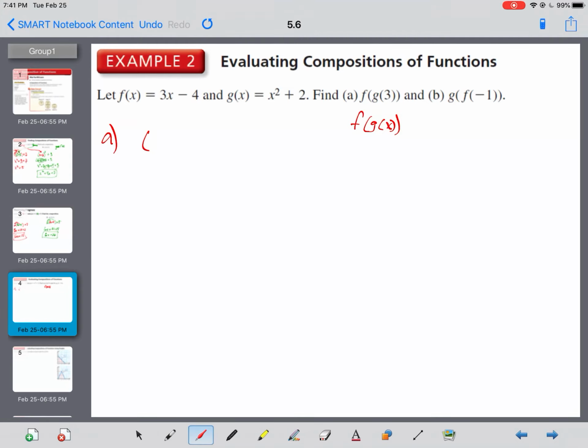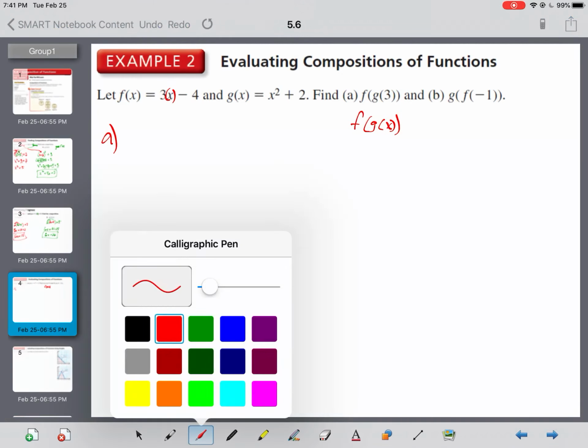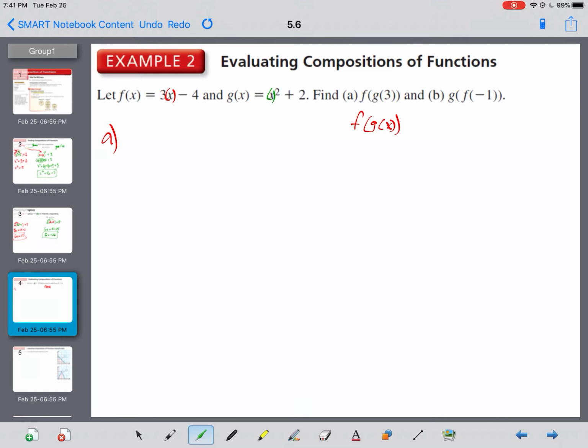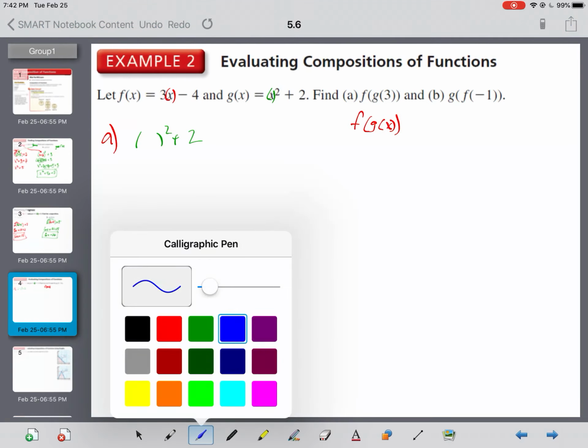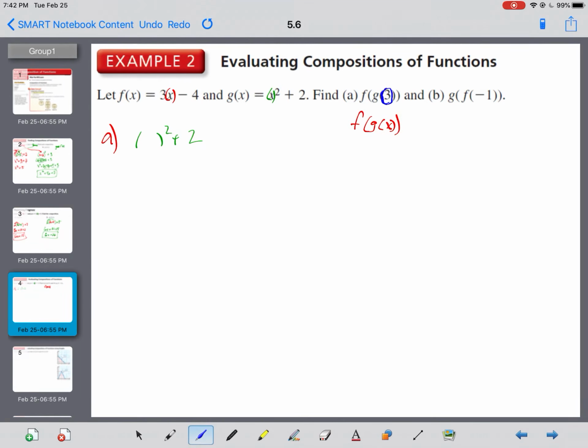Let's do it color coordinated again so we can see what's going on. The x here and the g there. First we're going to plug it into the g, so we're going to do 3 squared. 3's in blue. So we're going to plug the 3 in there. Then we get 9 plus 2, which is 11.